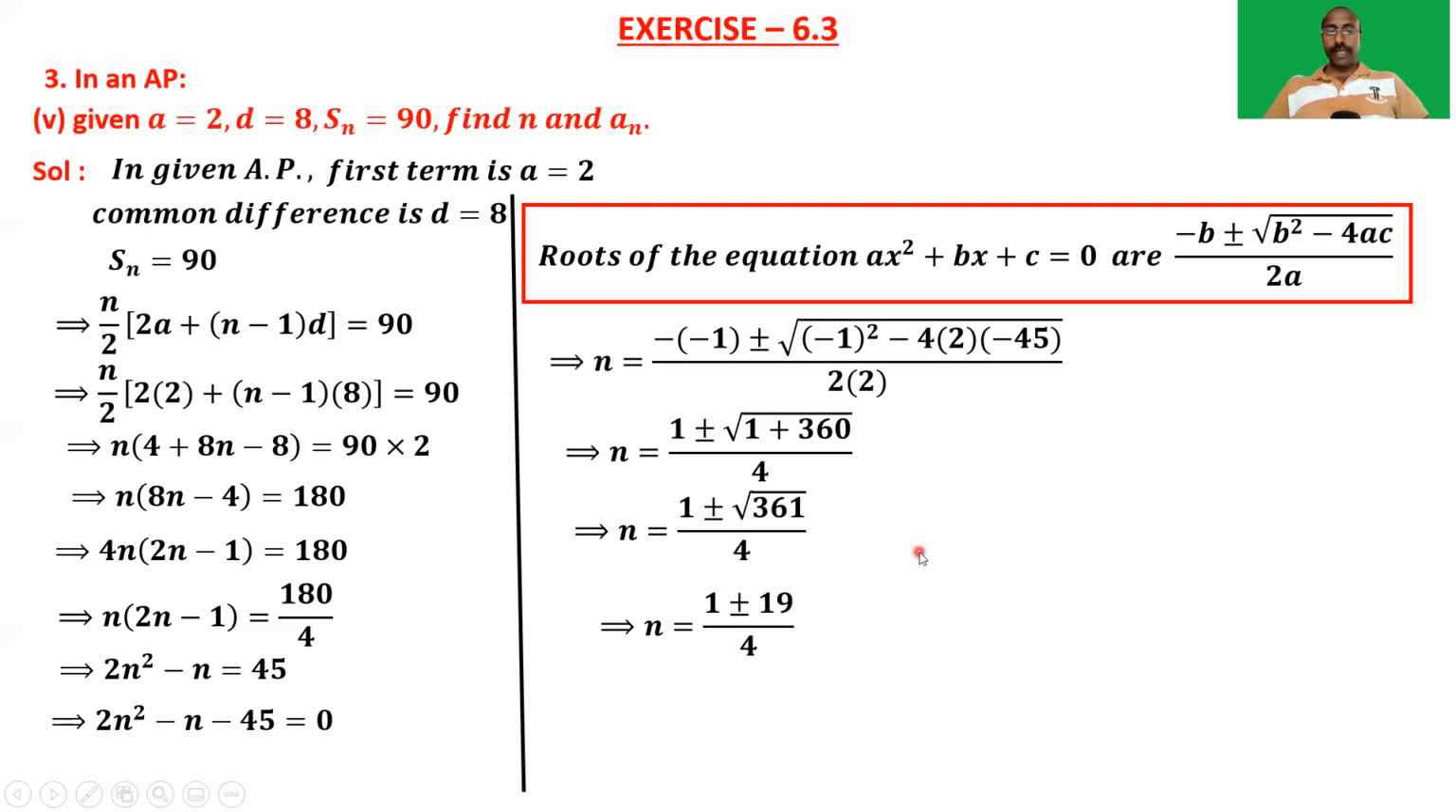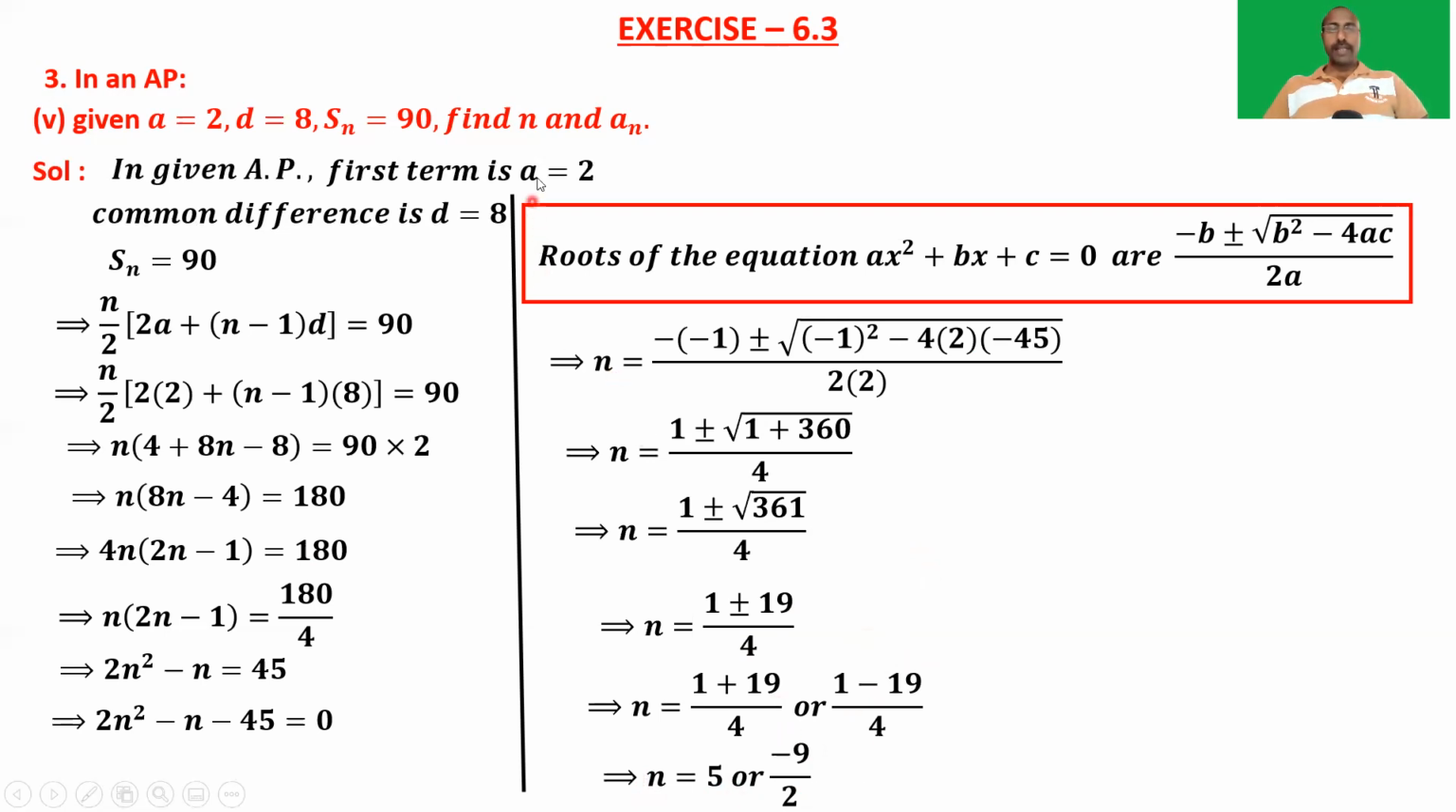So we have n is equal to 1 plus 19 by 4 or 1 minus 19 by 4. That is, 1 plus 19 by 4 is equal to 20 by 4, that is 5. And 1 minus 19 by 4 is equal to minus 18 by 4, that can be written as minus 9 by 2. So here we got two values for n. One is 5 and another is minus 9 by 2.